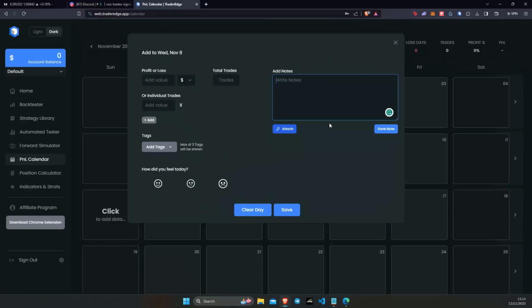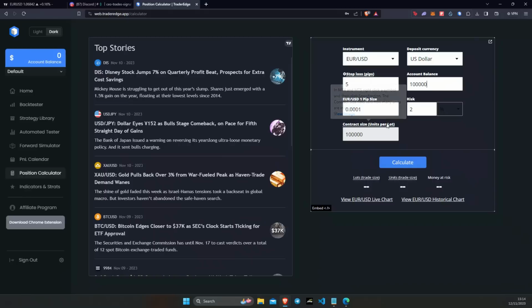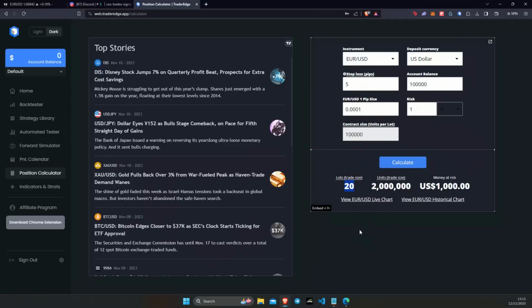So not only is it a profit and loss calendar, but it also turns into a trade journal. And aside from that, it's got this, which is probably my most favorite tool so far, and that is your position calculator, because what you can do is choose what currency you're trading, what currency your deposit is in, how big your stop loss is, what your account balance is, and then put your risk in. Once you hit calculate, it will tell you what lot sizes you need to use to get that 1% risk on your trade, right?